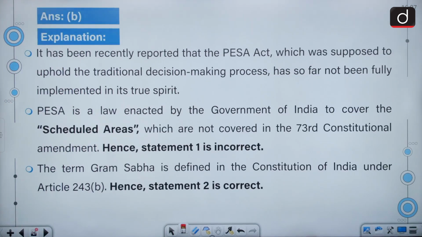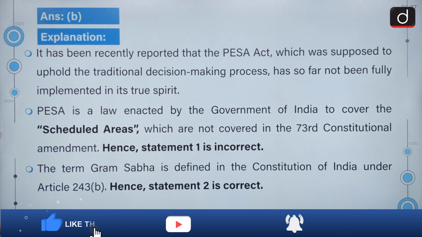It has been recently reported that the PESA Act, which was supposed to uphold the traditional decision-making process, has so far not been fully implemented in the true spirit. And PESA is a law enacted by the Government of India to cover scheduled areas which are not covered in the 73rd Constitutional Amendment. The term Gram Sabha, we have already discussed.